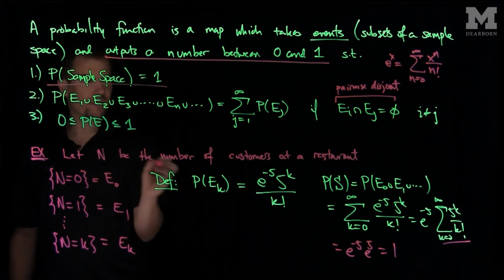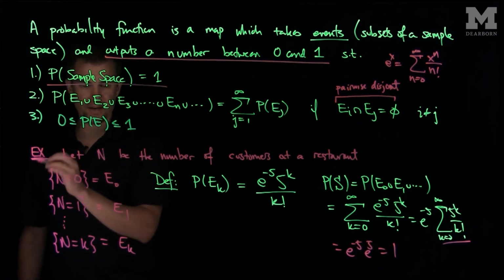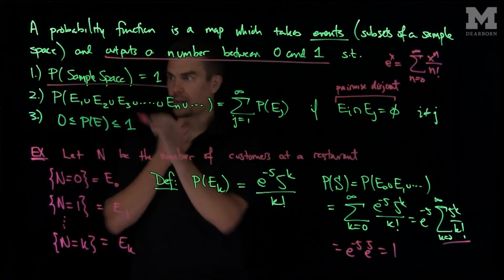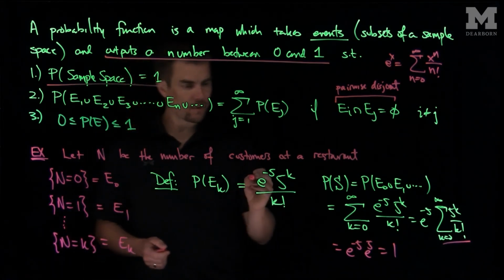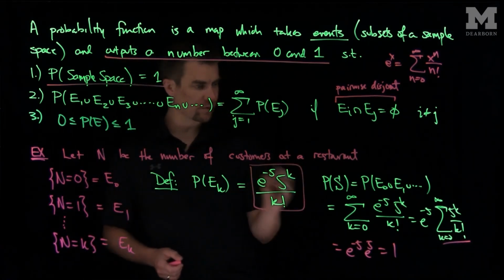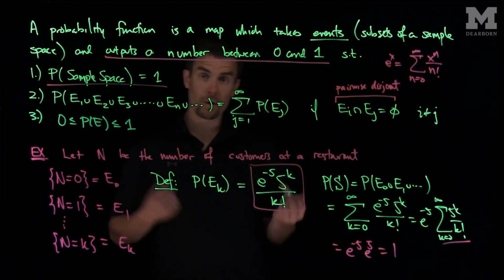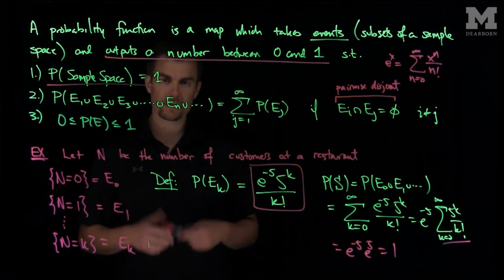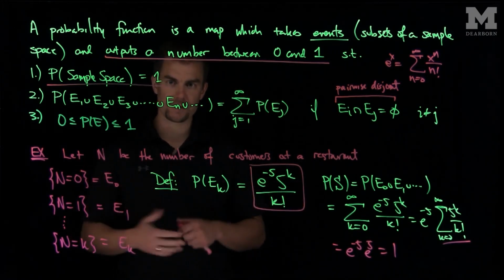And since all of these events are disjoint, we can see that the second condition is trivially satisfied. And all of these numbers over here, since the individual sum converges to e to the 5th power, are all less than 1. So this defines a probability on this space of events.